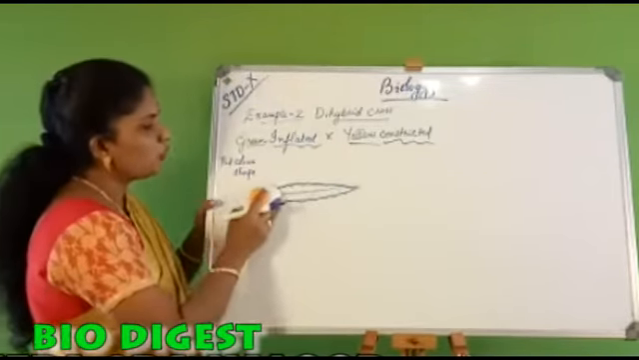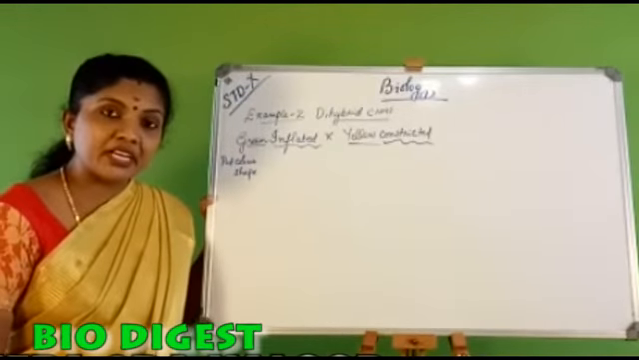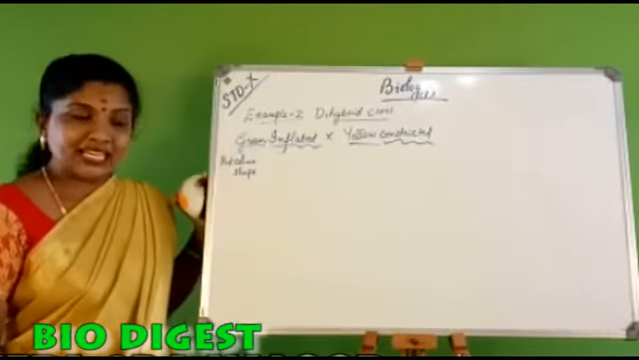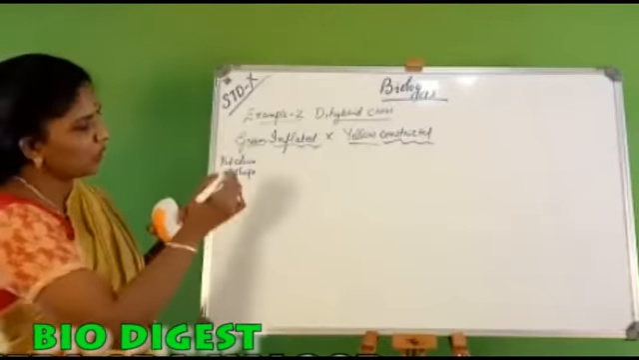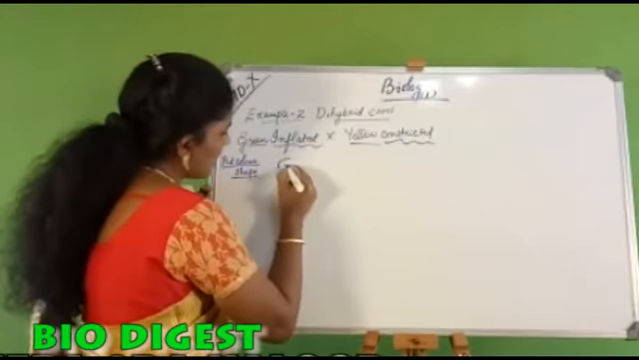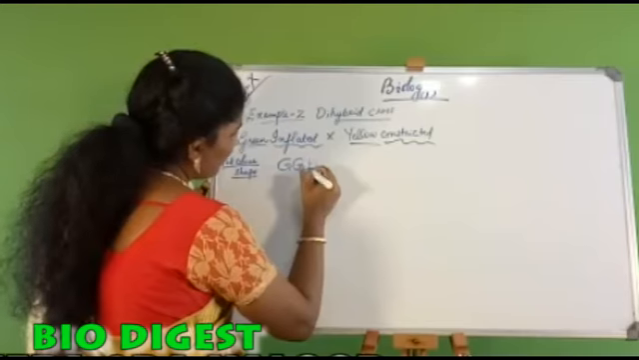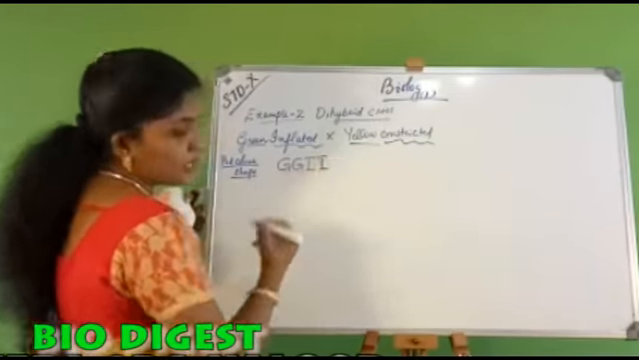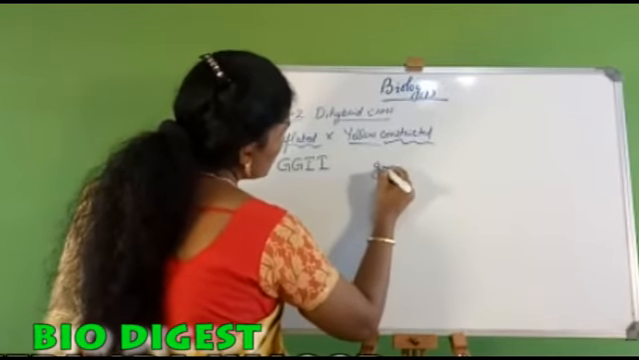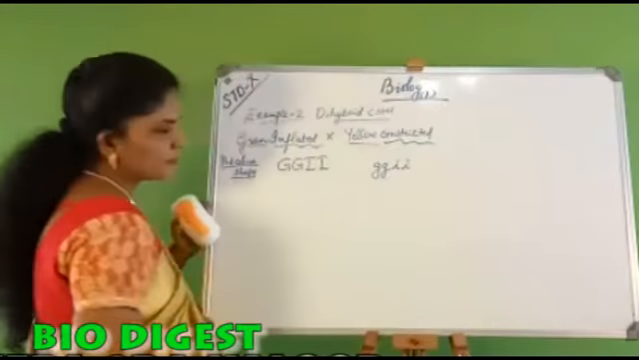So in this, how many characters do we consider? We are considering two different contrasting characters. One is the color of the pod, another is the shape of the pod. Okay, already I have written pod color and pod shape. So green, how will you represent green? Capital G, capital G. Inflated, capital I, capital I. Now yellow, small g, small g. Constricted, small i, small i.